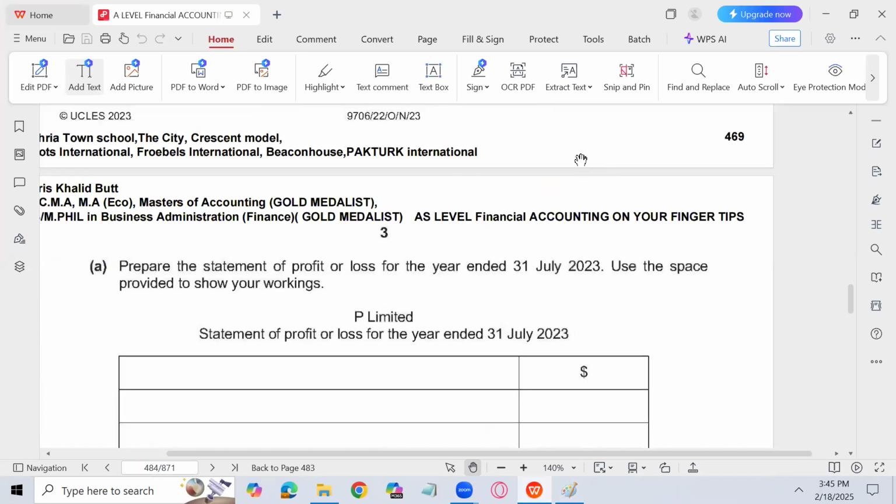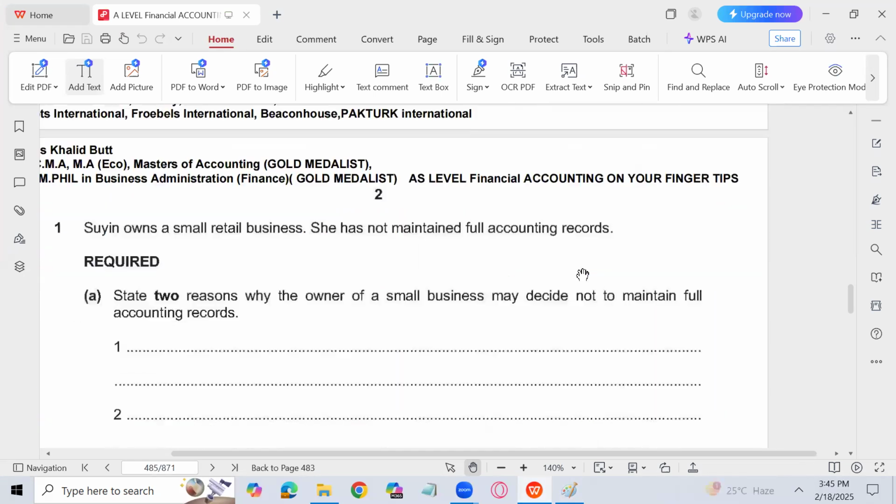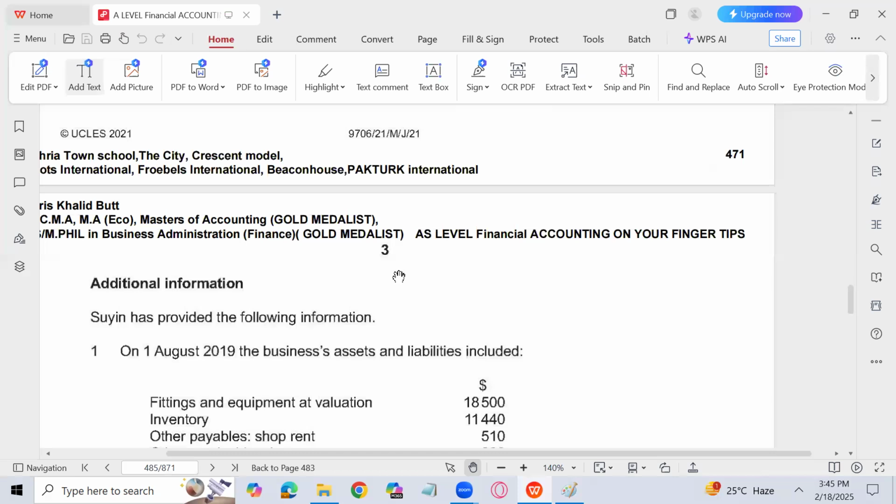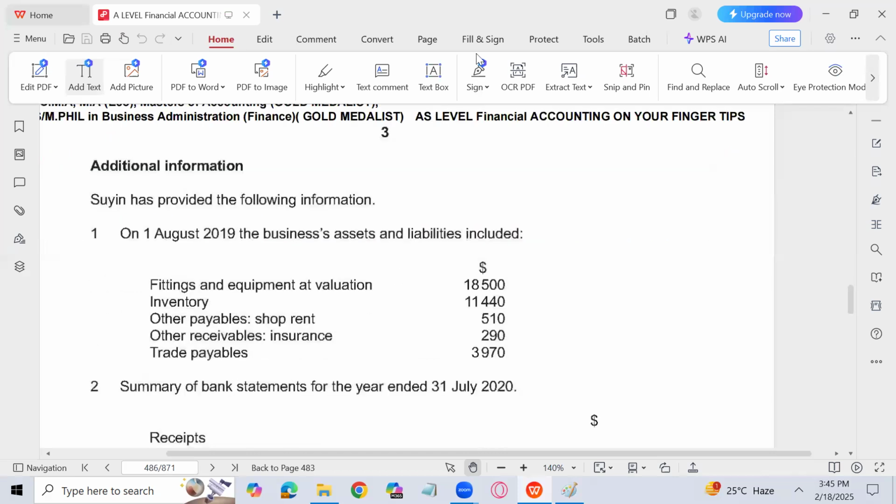So this is how we are done with this. October, November 2022 was the question. It was quite easy, I believe. This is how we are done with that. If you have any problem, you can ask me.